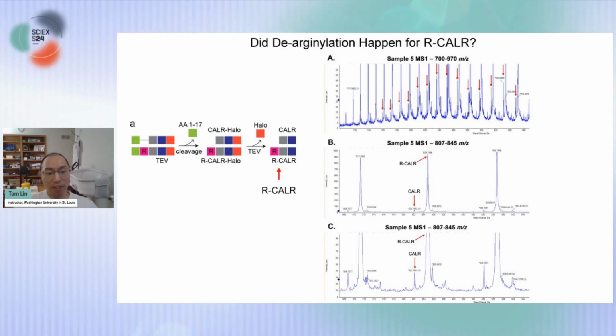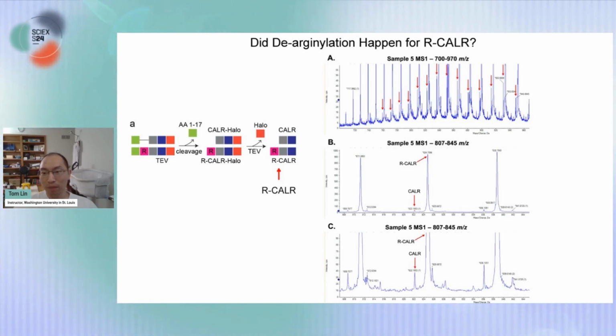The bottom right figure is showing a zoom-in version of the 3 charge state, indicating the presence of the unarginylated calreticulin. So this is a clear evidence that the de-arginylation might have happened in the cells, and this is a direction that no one has investigated before, and our group is very interested in the de-arginylation field.